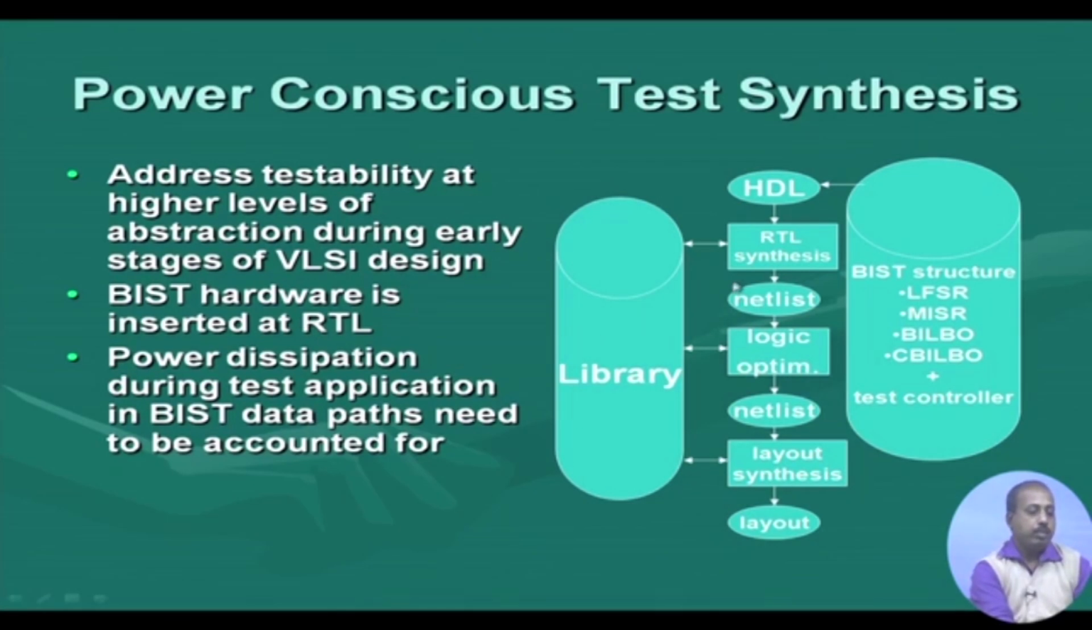So, this addresses testability at higher levels of abstraction during the early stage of VLSI design. BIST hardware is inserted at the RTL level itself, and power dissipation during test application in BIST data paths needs to be accounted for. So, this power estimator will also figure out that when the BIST part is activated, what is the power requirement. This power dissipation is computed that way.